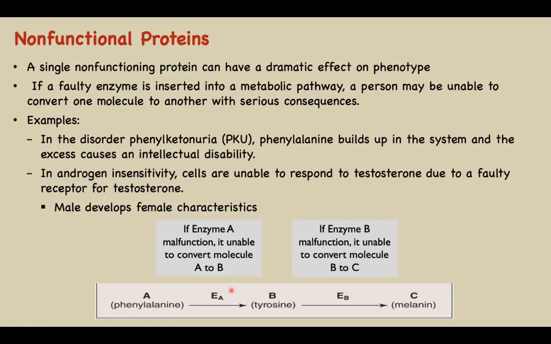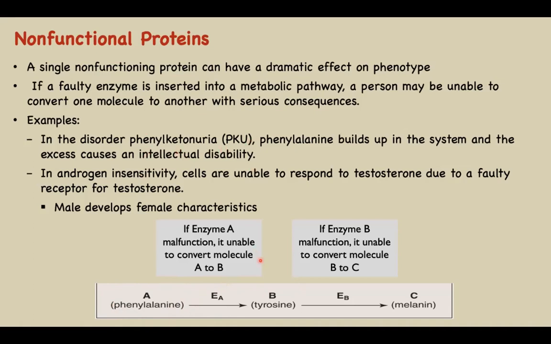Sebab bila enzim A ni malfunction, dia unable to convert A kepada B. So bila dia unable to convert, yang ni akan jadi in abundance. Bila dia build up banyak-banyak, dia akan lead to disorders. So dalam phenylalanine punya case ni, dia akan lead to phenylketonuria, which is intellectual disability.